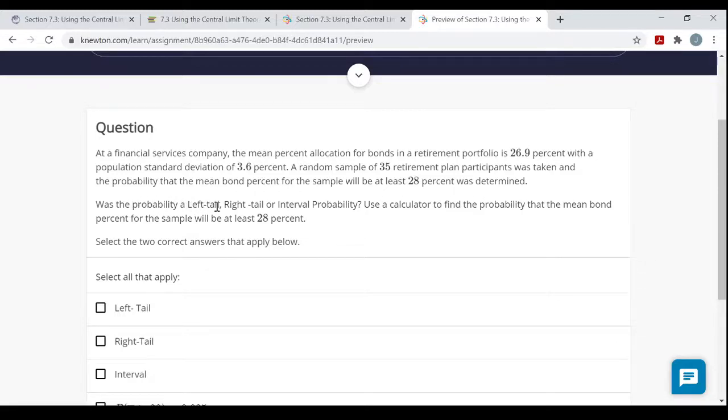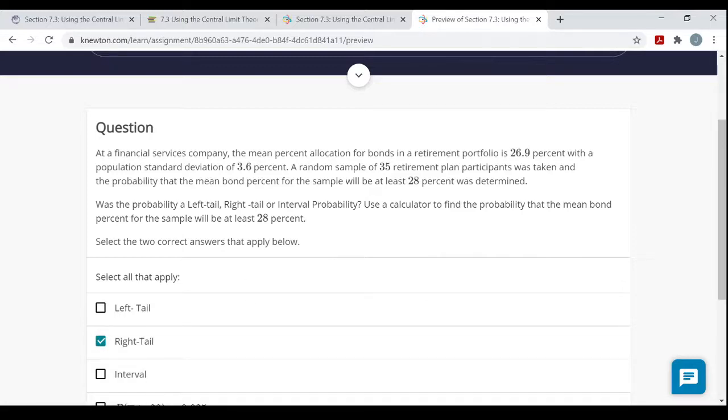First of all, was the probability a left tail, right tail, or interval probability? Left tail means to the left of some value, right means to the right of some value, interval means between two values. At least 28 means 28 or more, so that's 28 and then to the right. So this is a right-tailed one, and again, I'll draw a picture. We can see that it'll be a right tail probability. Then use a calculator to find the probability that the mean bond percent for the sample of size 35 will be at least 28%.